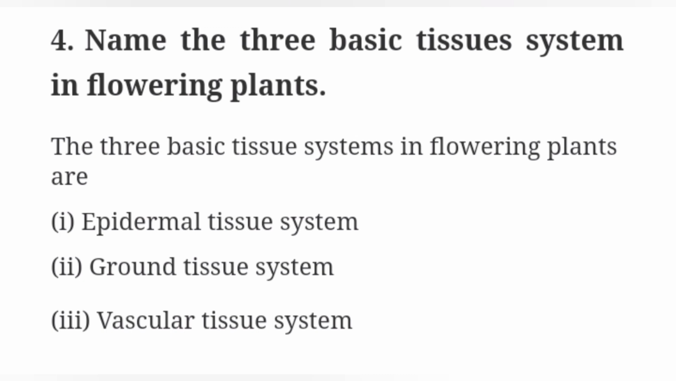Fourth question, name the three basic tissue systems in flowering plants. Answer: the three basic tissue systems in flowering plants are: first one, epidermal tissue system. Second point, ground tissue system. Third one, vascular tissue system.